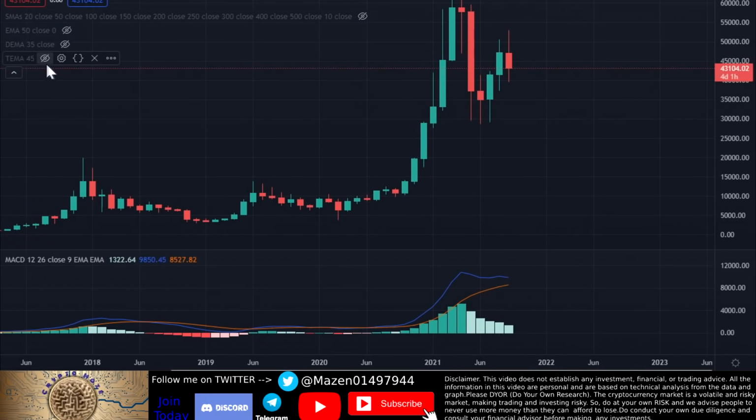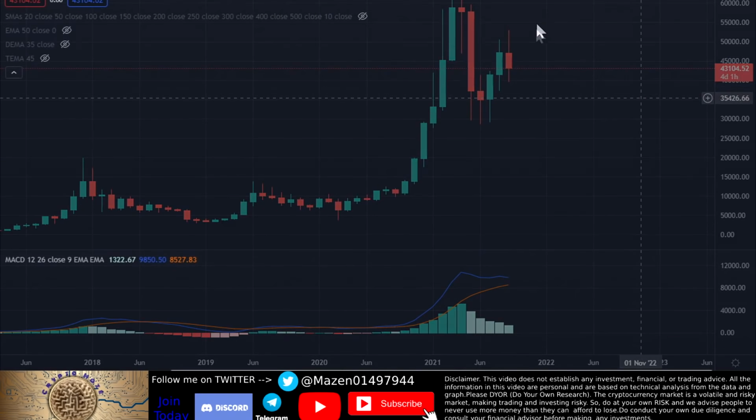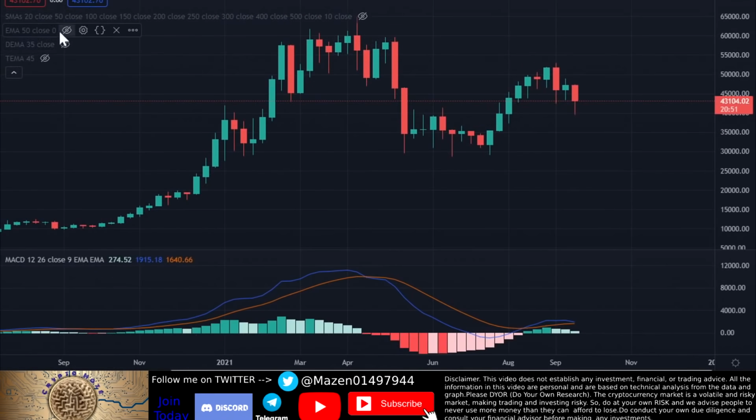One more thing that I want to talk about. I'm going to go to the 1 week chart again. As you can see here on the left chart, I have SMAs 20 and 50, EMA 50, DMA 35, and TMA 45. These are the simple moving average, the exponential moving average, the double exponential moving average, and the triple exponential moving average. These two down right here are more accurate than the top ones, so they give you better entries in markets.